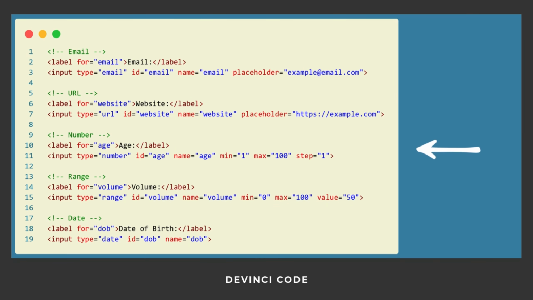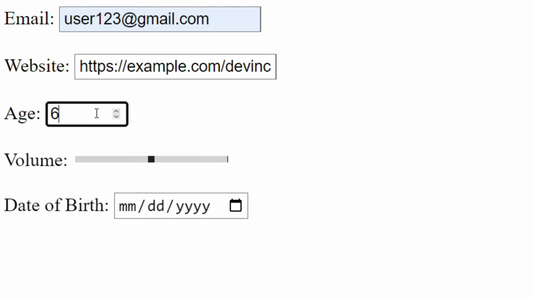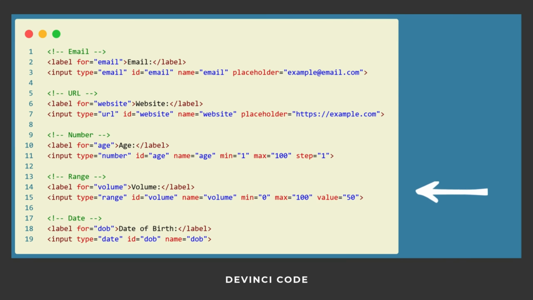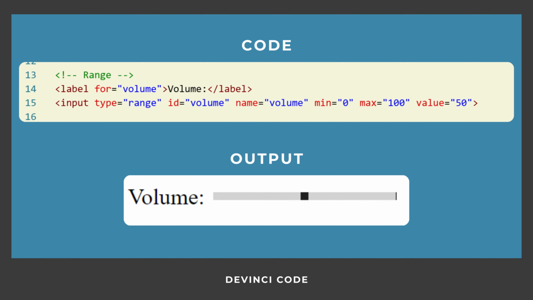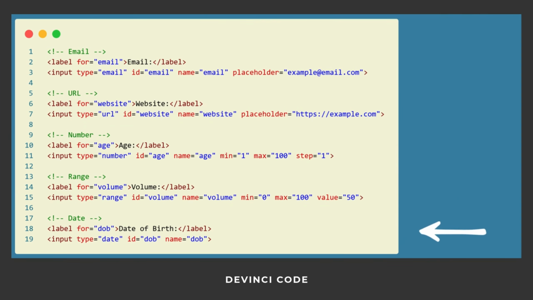Moving on to the number input. This one only allows numbers. You can also set minimum, maximum, and step values to control what numbers can be entered. Then we have the range input. This creates a slider that lets users pick a value between a set minimum and maximum, great for things like volume or brightness controls. Then we have the date input.